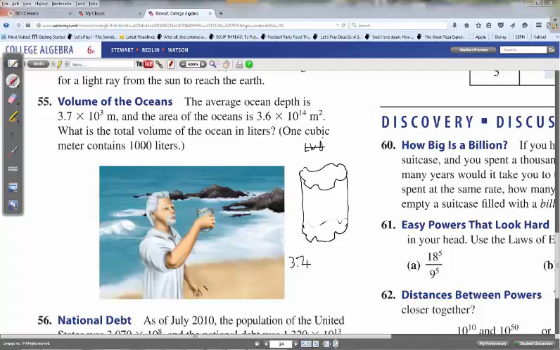So we do that, 3.7 times 10 to the third times 3.6 times 10 to the 14th. Because of the commutativity of multiplication, it doesn't really matter which parts I multiply. I can reorder, so I'm going to multiply the 10 to the third times the 10 to the 14th. That'll get me 10 to the 17th. And then 3.6 times 3.7 I'll do in the calculator.